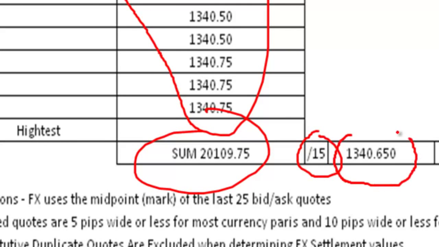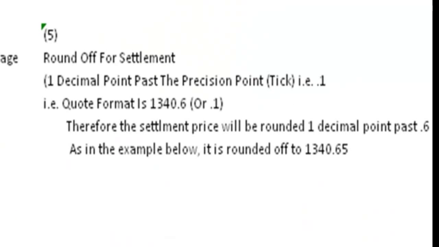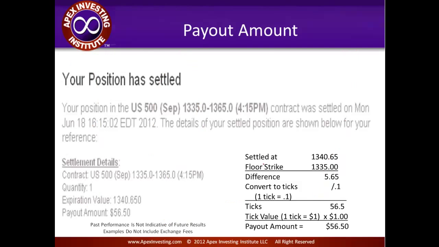That gives you 1340.650. Okay, what they're going to do is round it off to 1 decimal point past where the Nadex market quotes. So let's say the Nadex market, remember, it has a 0.1, 0.2, 0.3, 0.4 on the US 500. So they're going to bring it 1 decimal place past that. So they're going to actually round it off to 1340.65. And that's where you get the settlement price of 1340.65. So again, there we go, 1340.65. Settlement value on the contract, showing you what your payout amount would be on that trade.